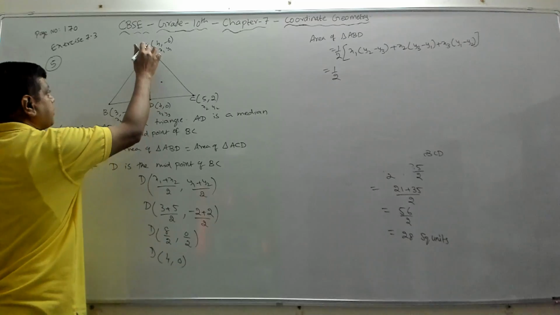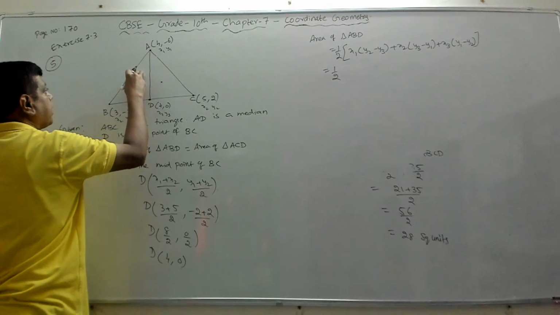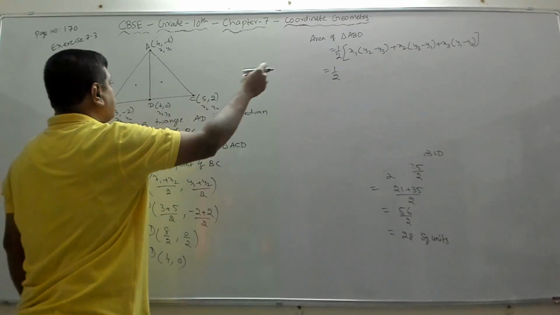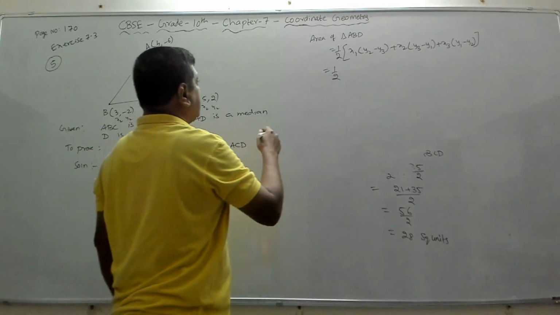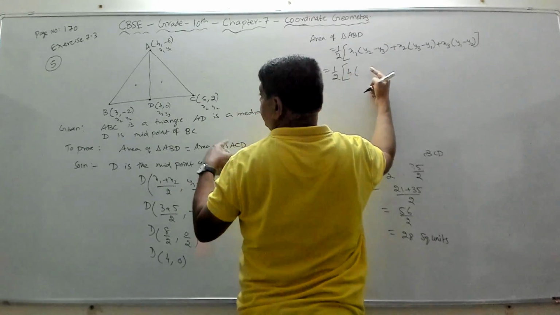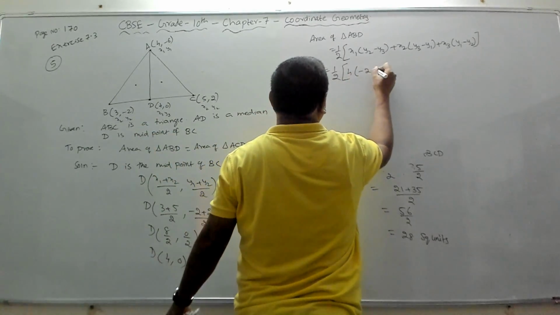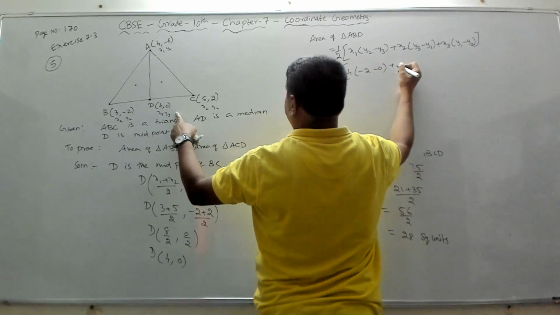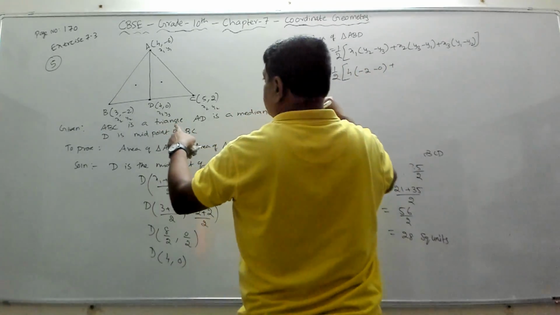Now these three vertices 1, 2, 3, we have to find the area of this triangle. We're taking this as X1 Y1, X2 Y2, X3 Y3. Applying this formula, we'll get the area of this triangle ABD. So that is equal to X1 is 4 into Y2 is minus 2 minus Y3 is 0 plus X2, right?